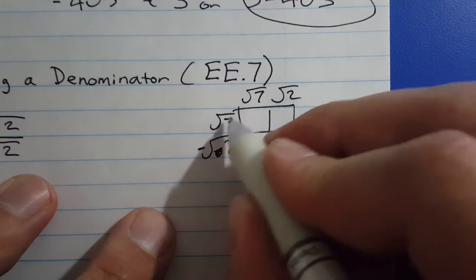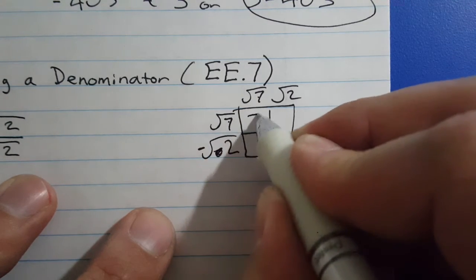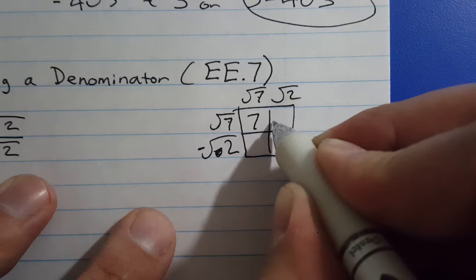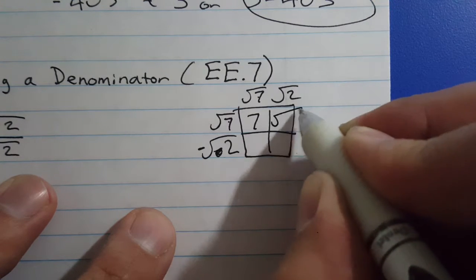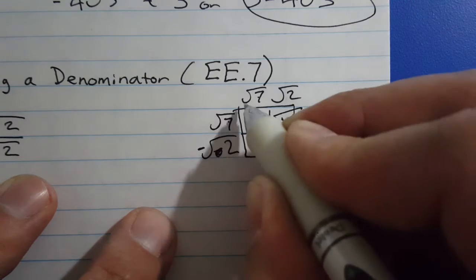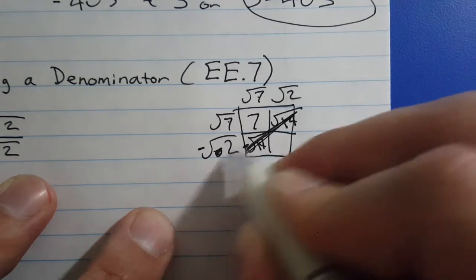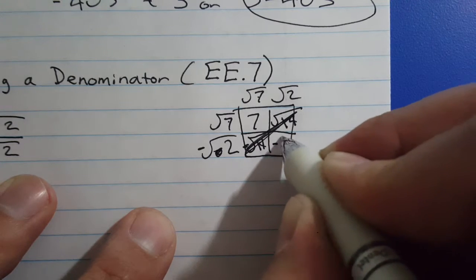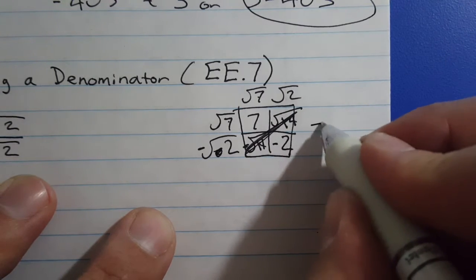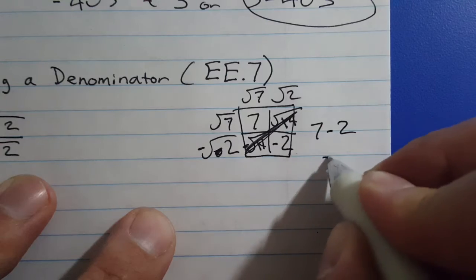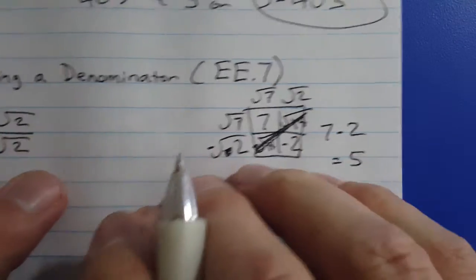Watch this. Square root of 7 times the square root of 7 is a regular 7. This would be a positive square root of 14. This would be a negative square root of 14. Oh, look at that. They cancel. And this would be a negative 2. So overall, I'd have a 7 minus a 2, which is a 5. So that's what happens.